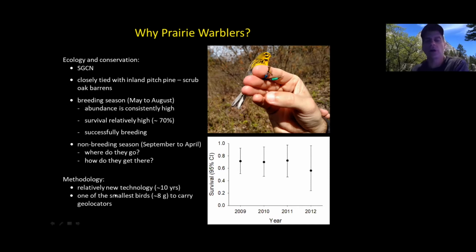And prairie warblers are particularly interesting in this regard because they are one of the smallest birds so far to carry geolocators. They're only about 8 grams. So we were interested in the effects that geolocators may be having on this species as well as other similarly sized species.